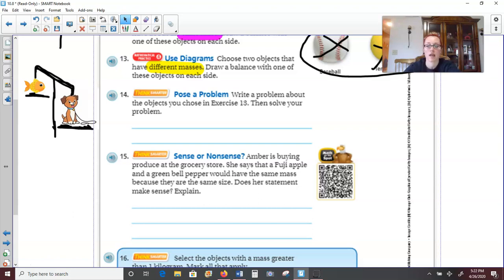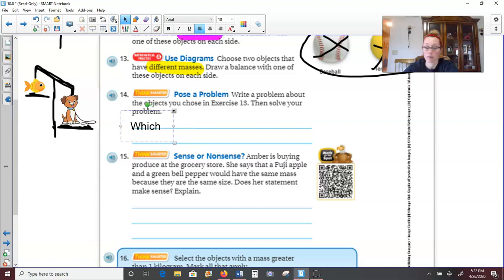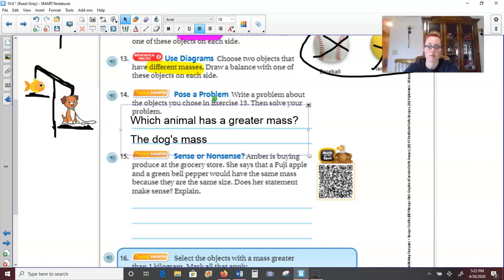So I might say, oh my gosh, I really cannot type. Which animal has a greater mass? And from looking at our scale, we can answer this question. The dog's mass is greater. Okay? So they just wanted us to come up with our own question.